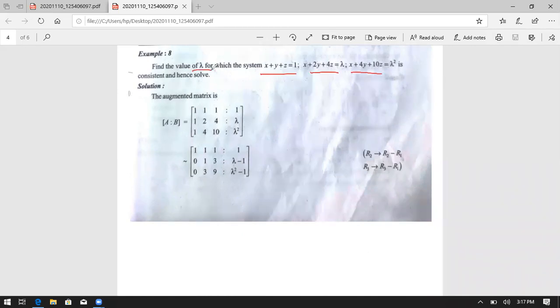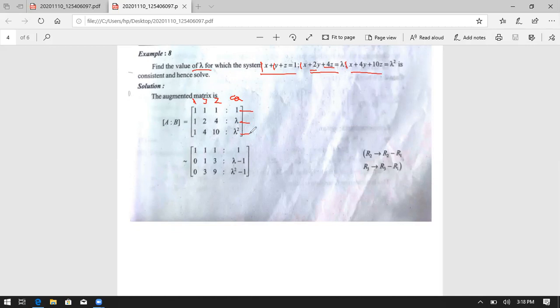Okay, see here. First step is the augmented matrix. You write the augmented matrix, meaning the coefficients of x, y, z and the constant. Now I write here 1 for x and 1 for y and 1 for z, the coefficients of x, y, z and the constant. That is the second one. Second equation: 1, 2, 4, lambda. Next, the third equation: 1, 4, 10 and lambda square. This is the augmented matrix.